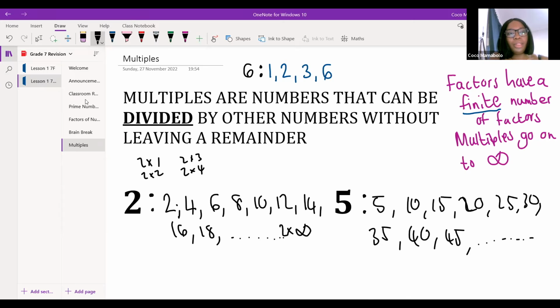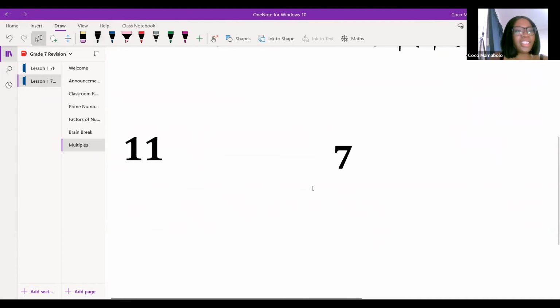Amazing. Well done. Okay. I need a brave soul to give me the multiples of 11. Who can give me the multiples of 11? Oh, Bonolo and Saisha. Okay. I'm going to ask Bonolo to do the multiples of 11. And then Saisha, I'm going to ask you to give me the multiples of 7. Okay. Bonolo, are you with me? I know the multiples of 11 are quite easy. Let's go. Have you got them?